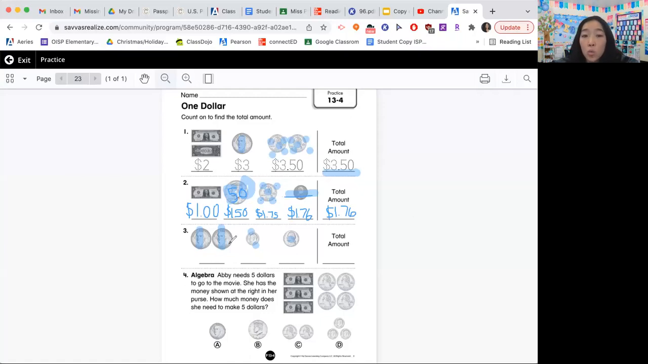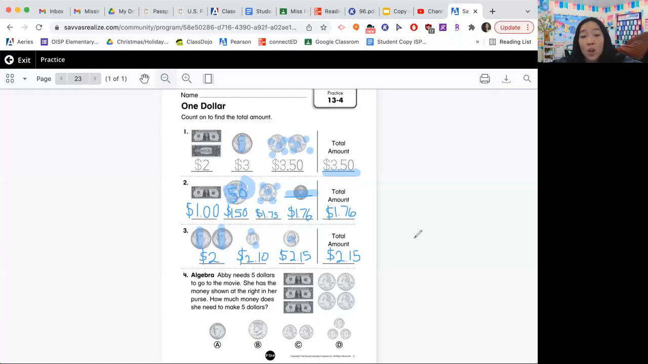Next, we have 2 $1 coins. So you're going to write $2. And then we have just a dime, which is worth 10 cents. And then we have a nickel. So you're going to add 5 more cents. So it would be $2.15. If we're using touch math, we would say $1, $2, 5, 10, 15. So it would be $2.15.